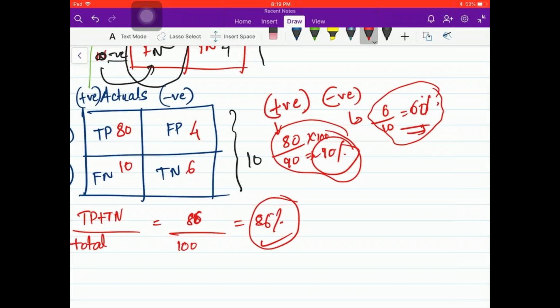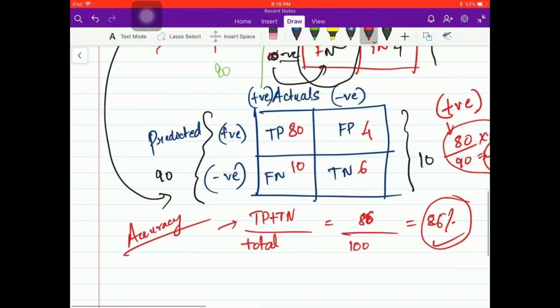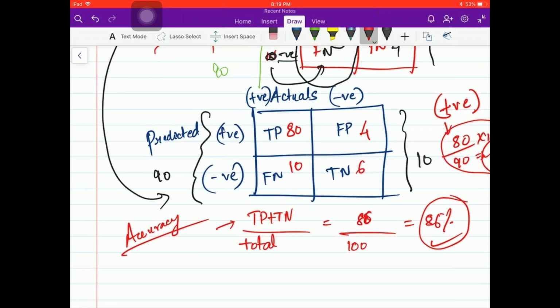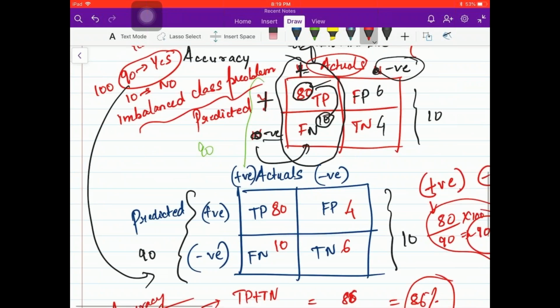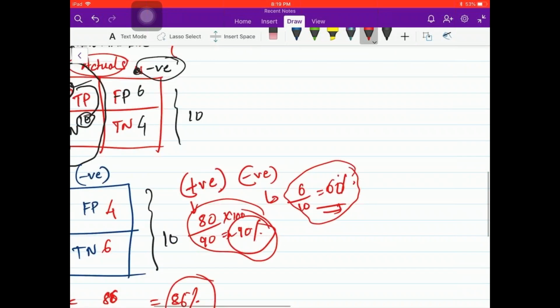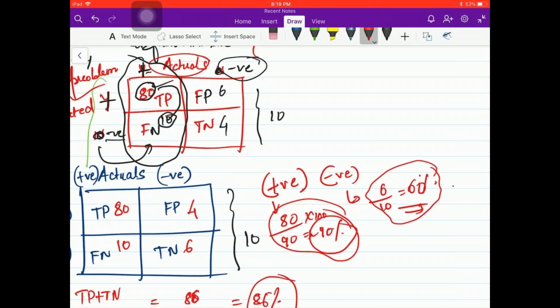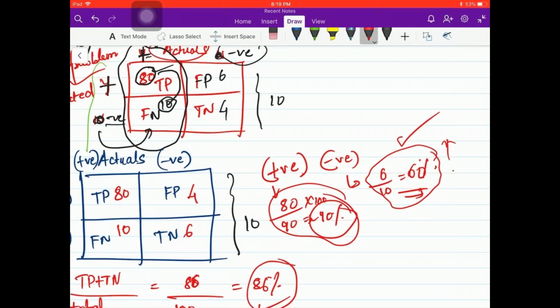So when you were just randomly giving yes to everyone, your accuracy was 90% in terms of the yes, but you were zero accurate in predicting the no. Here you are 60% accurate. Now your objective is to increase this.